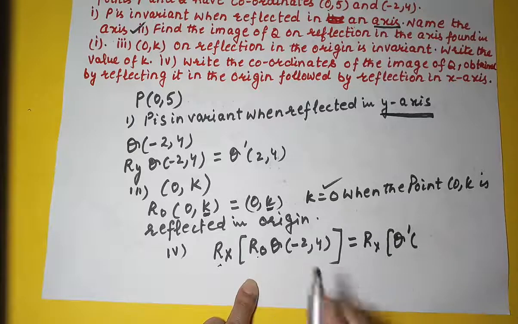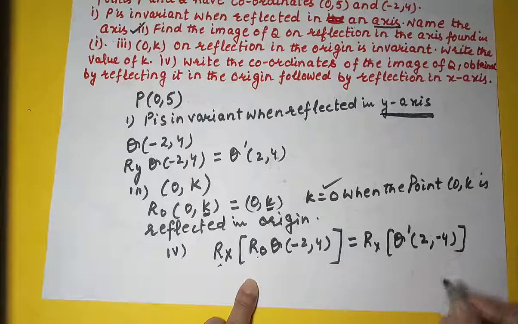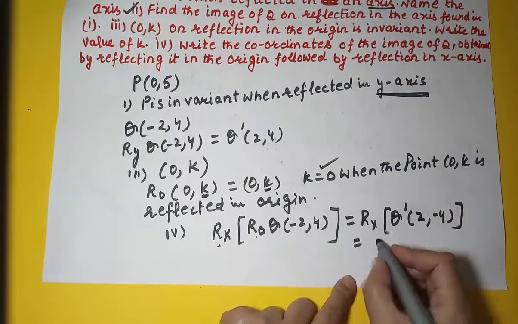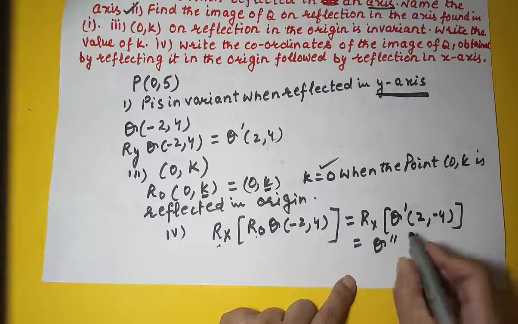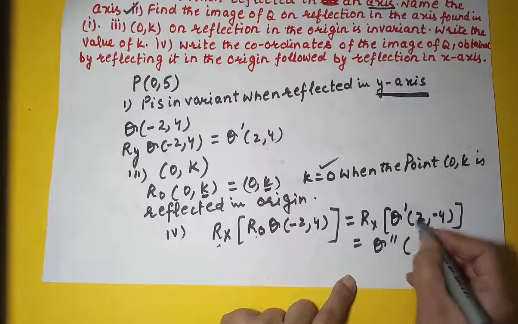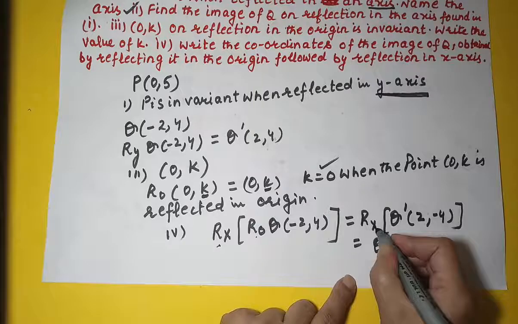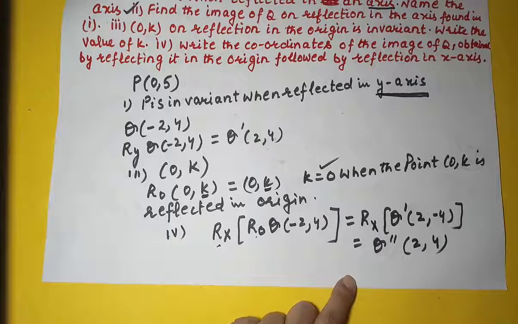And when I am reflecting it through the origin, it will become (2, -4), right? Now I have to reflect this point along the x-axis. So this will be Q double dash, and when we reflect a point along the x-axis, the sign of the y coordinate changes. So that will become, oh sorry, the y coordinate changes, this will become (2, 4).